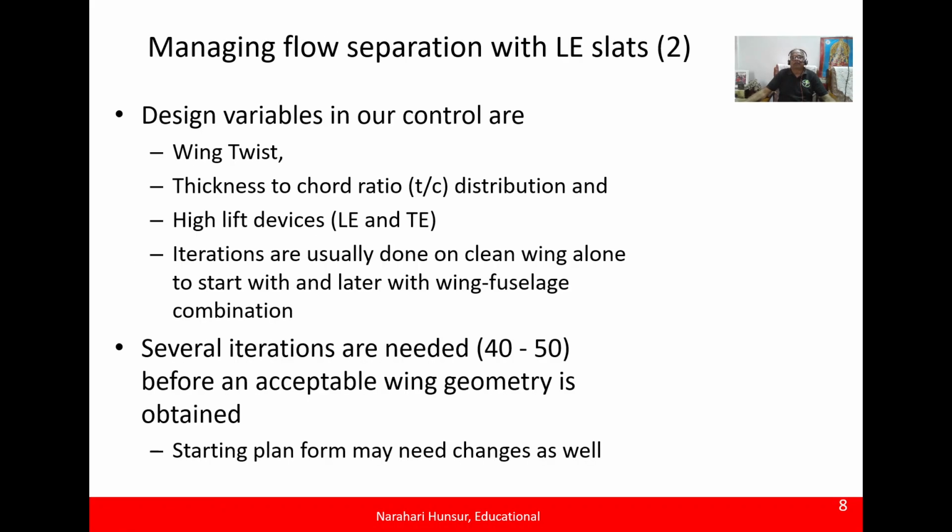So how do we manage separation with leading edge slats? The design variables we have in our control are wing twist, thickness to chord distribution, that is from the root to the tip, and high lift devices, leading edge and trailing edge devices. Iterations are usually done on a clean wing alone initially to start with, later with the wing fuselage combination. Several iterations are needed, 40 to 50 typically, before an acceptable wing geometry is obtained with an acceptable high angle of attack behavior. So the starting planform may also need to change, meaning that you may need to change the sweep angle, wing twist, the thickness to chord distribution and all that before you get an acceptable wing.